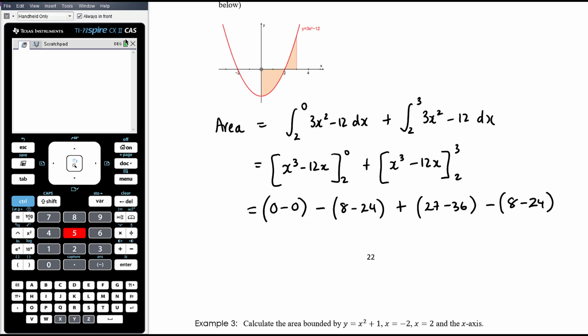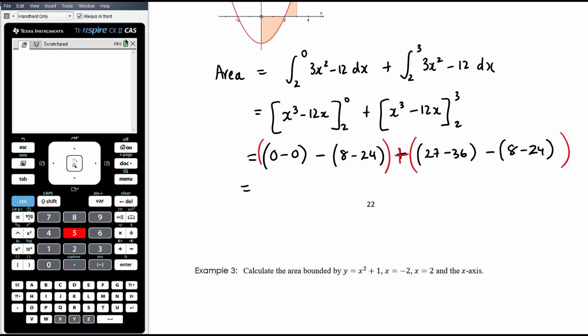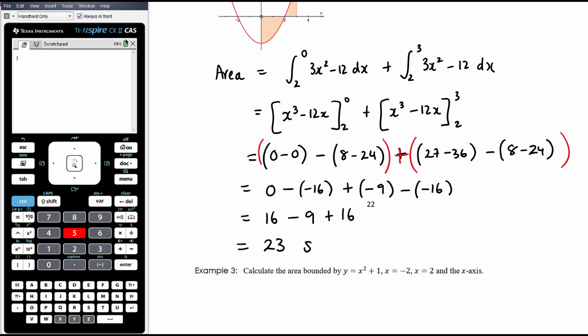And yes, we could put some brackets around here, but they don't make any difference because we're adding those things. If we were subtracting, we'd need to be a bit careful about that. So this is 0, take away, 8 minus 24 is negative 16, plus 27 minus 36 is negative 9, take away negative 16. So what have we got there? Minus minus 16 is 16, take away 9, and then minus minus 16 again, plus 16. So 16 and 16 is 32, take away 9 is going to be 23 square units.